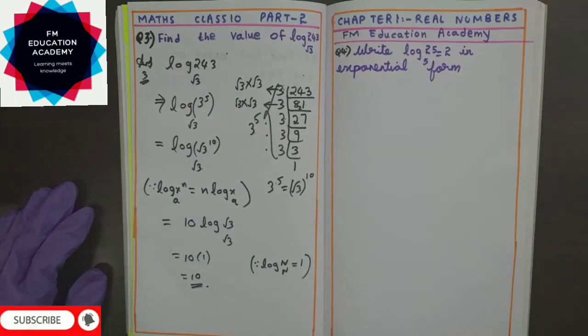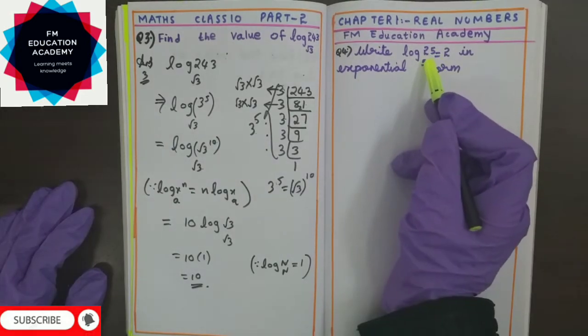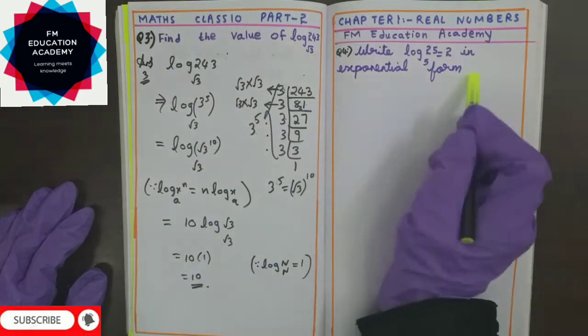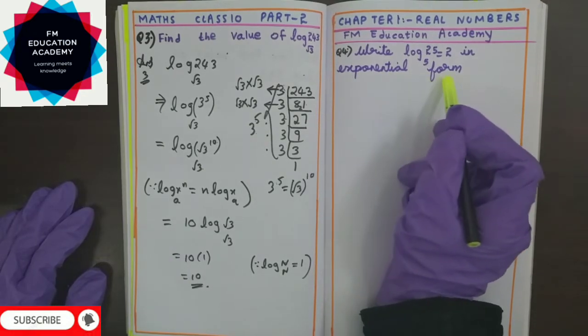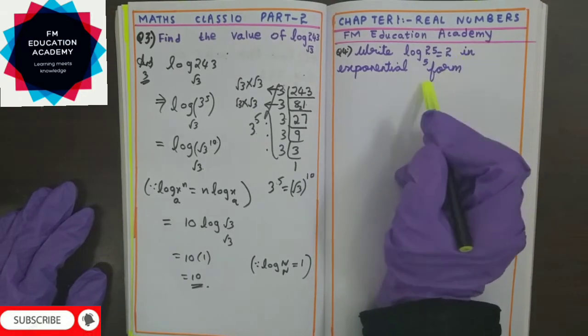Now let us move to the next question where we have to write log 25 to the base 5 is equal to 2 in an exponential form. As we saw in the first video, we have two forms, logarithmic form and exponential form.